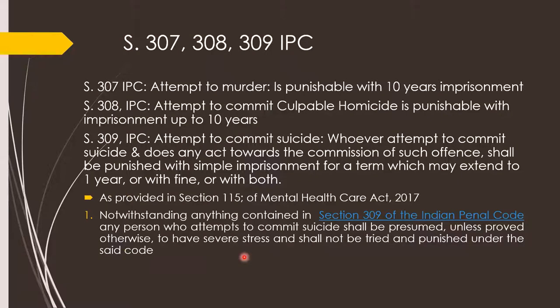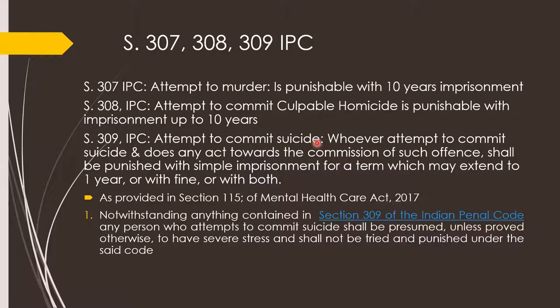Section 307, 308 and 309 IPC. Section 307 IPC is attempt to murder, and this is punishable with 10 years imprisonment. 308 IPC is attempt to commit culpable homicide, which is punishable with imprisonment up to 10 years. And 309 is attempt to commit suicide. So whoever attempts to commit suicide and does any act towards the commission of such offense shall be punished with simple imprisonment for a term which may extend to 1 year or with fine or with both.